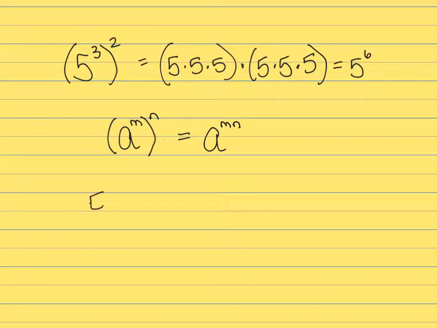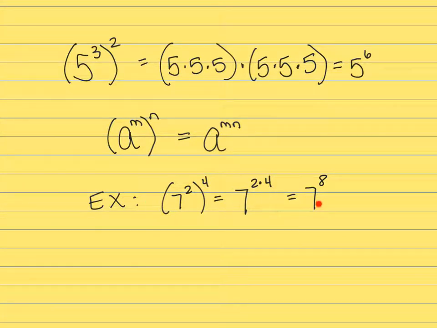For example, if I have 7 to the 2nd power, all raised to the 4th power, according to this rule, A is my 7, the exponent here is 2 and the outer exponent is 4. According to this rule, I can look at this as 7 to the 2 times 4 power, which is 7 to the 8th power. Well, let's make sure. Let's let our brains make sure.